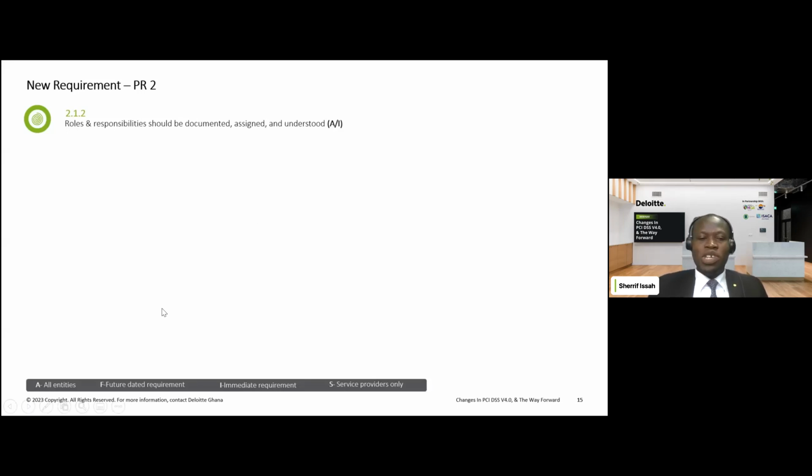I must explain that you can see a legend here. This legend explains what we have in the brackets of each of the new requirements. As earlier indicated by Mary, A indicates that the requirement is applicable to all entities, whether you are an issuer, acquirer, merchant, etc. F means it's a future dated requirement, which means it takes effect on April 1, 2025. I means it's an immediate requirement, which means it takes effect on April 1, 2024. Then S stands for service providers only. As we go on, we can just look at it for alignment's sake.